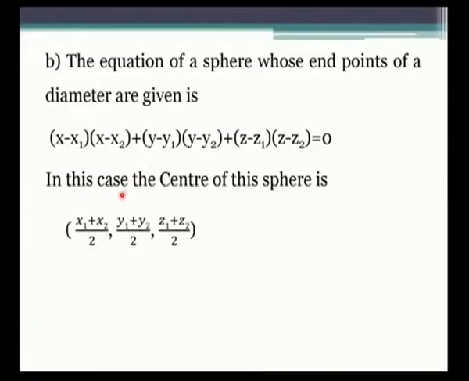In this case, the center of the sphere is obtained by this expression, that is ((x1 plus x2) by 2, (y1 plus y2) by 2, (z1 plus z2) by 2). This is how the center of the sphere and the equation of a sphere can be obtained when endpoints of a diameter are given. Now, the general form of a sphere, the general equation form of a sphere.